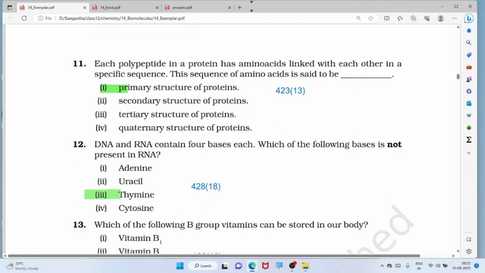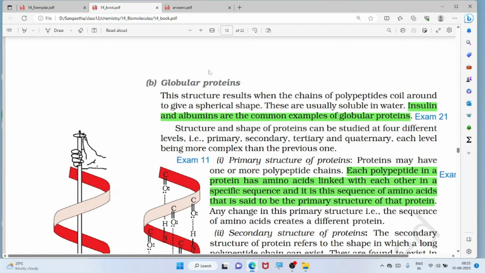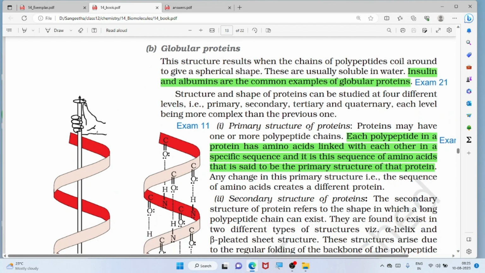Each polypeptide is a protein with amino acids linked to each other in a specific sequence. The sequence of amino acids is the primary structure of the proteins. This is the primary structure of the proteins. You can go through this.